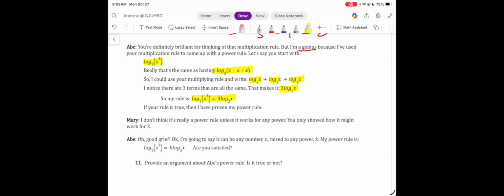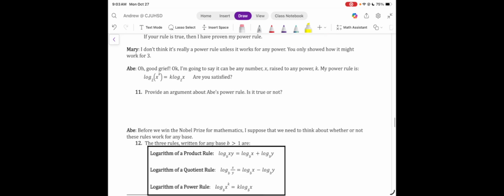And Mary says, I don't think it's really a power rule unless it works for any power. You only showed how it might work for 3. And Abe says, oh, good grief. Okay, I'm going to say it can be any number x raised to any power. My power rule is log base 2 of x to the k is k times the log of x. Are you satisfied? Kind of sarcastic, huh? Provide an argument about Abe's power rule. Is it true or not?